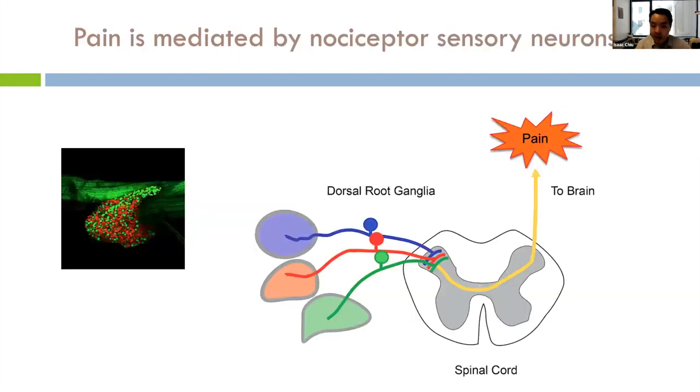Pain is mediated specifically by sensory neurons called nociceptors. Their cell bodies reside in peripheral sensory ganglia called dorsal root ganglia, and they project one branch to the peripheral tissues where they detect damaging stimuli, and then they transduce this signal via their central branch to the spinal cord, where these signals are processed up to the brain to signal pain. And this is a dorsal root ganglia. You can see there are diverse subsets of these sensory neurons, and they can detect different types of pain-inducing stimuli.